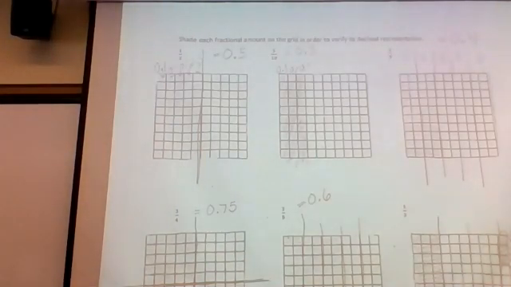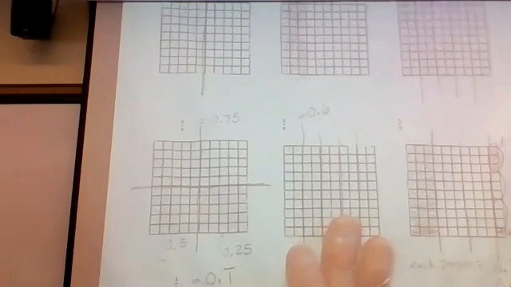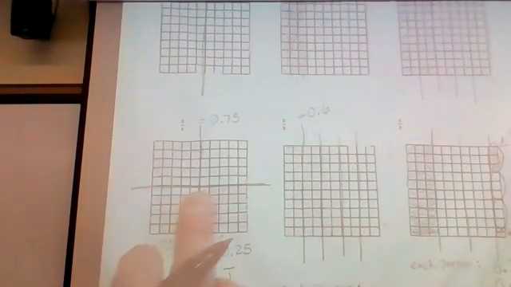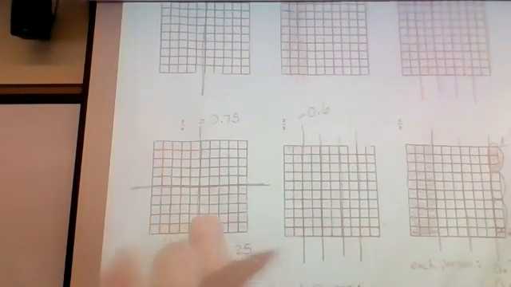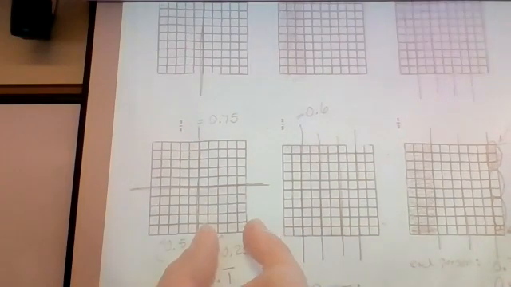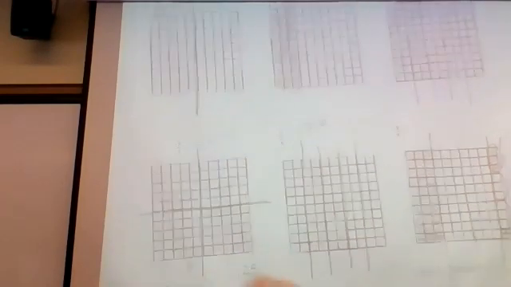You know, we shaded 3/4. We realized that would be 75 of these shaded in, right? Or 0.5 plus another quarter, 0.25. And then here's where we ran into issues.